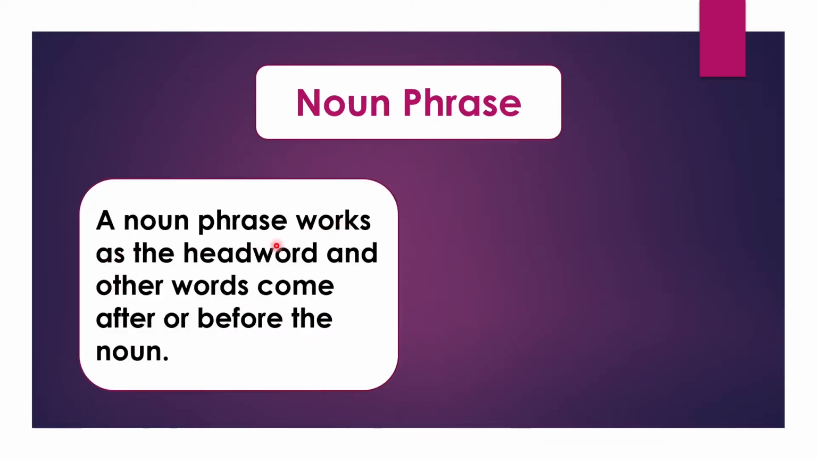A noun phrase works with a noun as the head word, and other words come after or before the noun. You already know what is a noun. A noun means naming word. It can be the name of anything like a person, place, or animal, or any object or material, whatever it is. The main thing is that in the phrase where you will find that the noun is the head word or working as the main word, then it is a noun phrase.